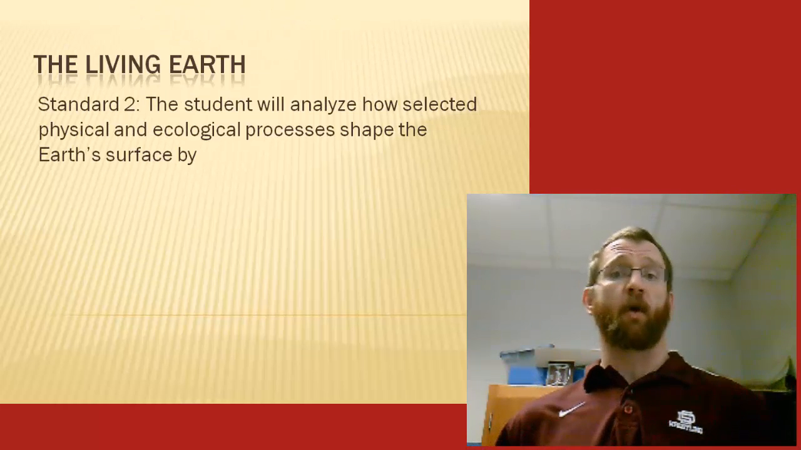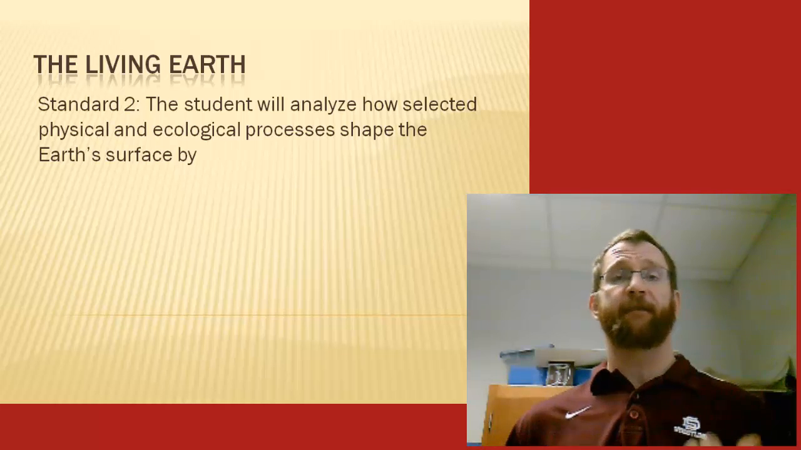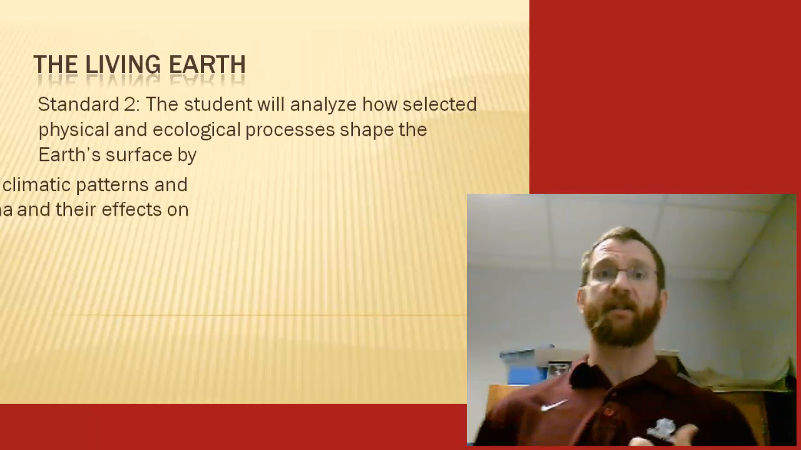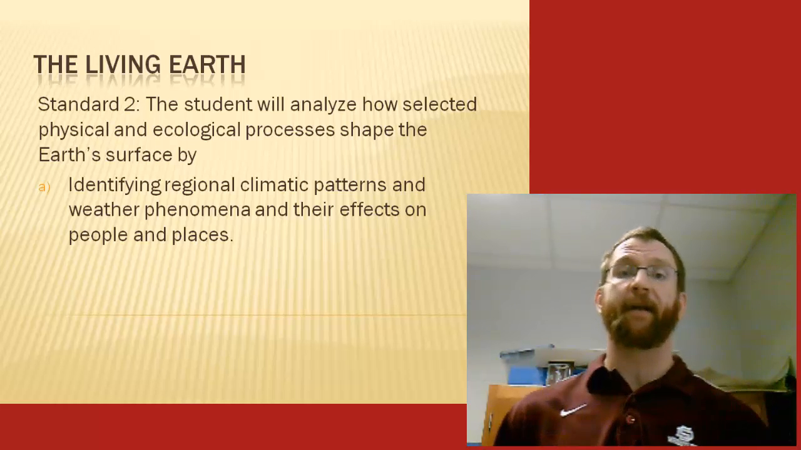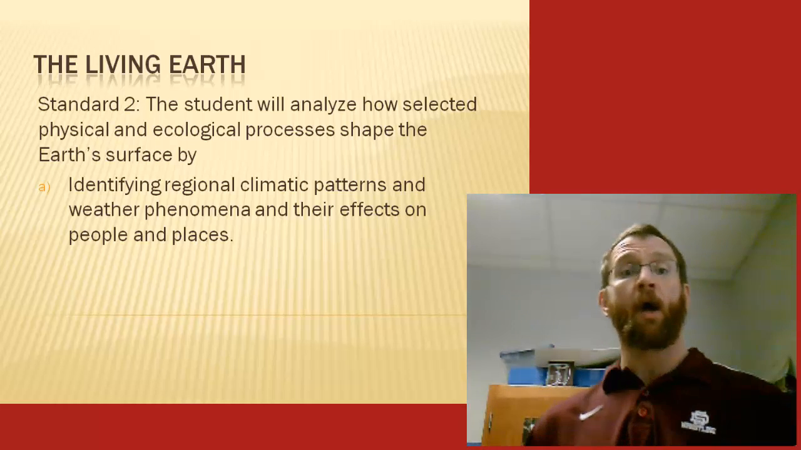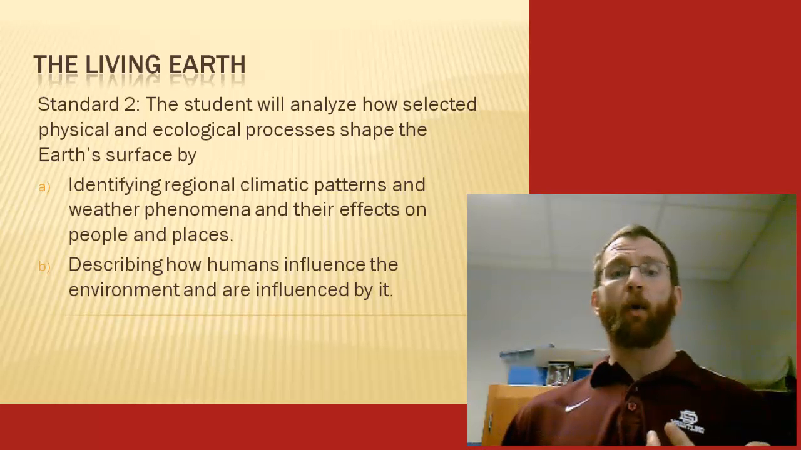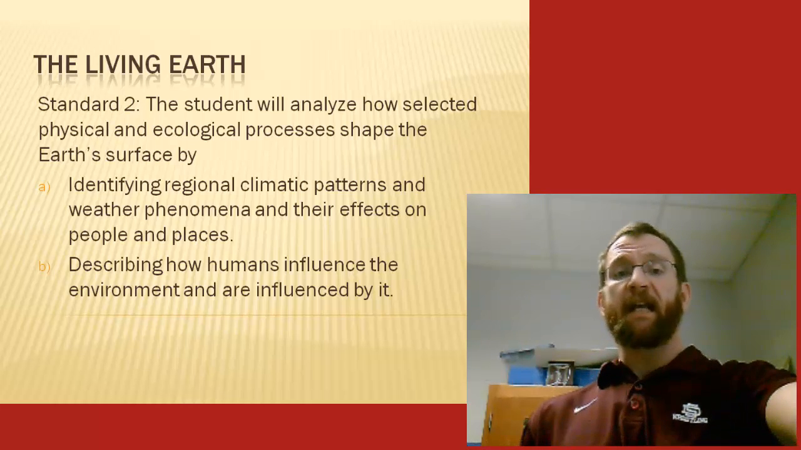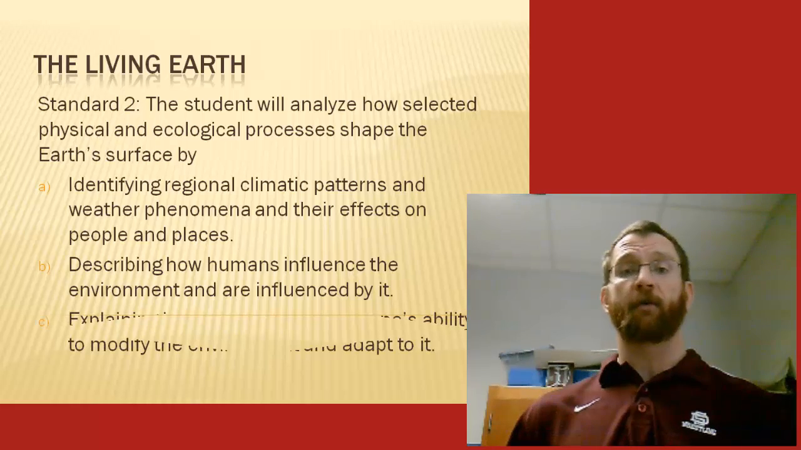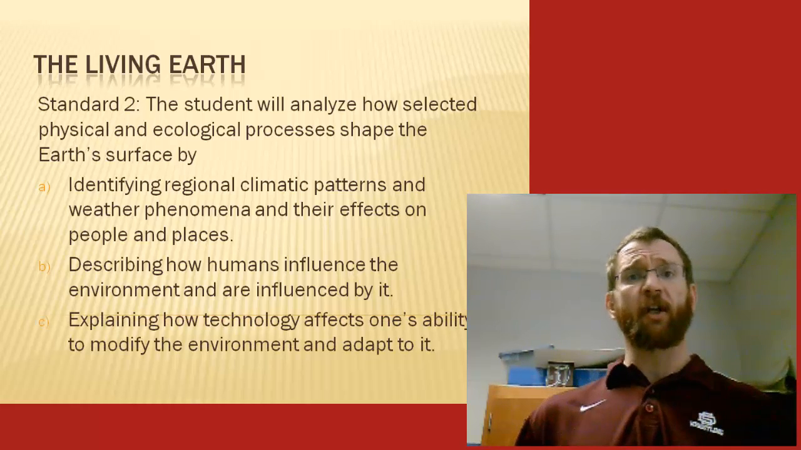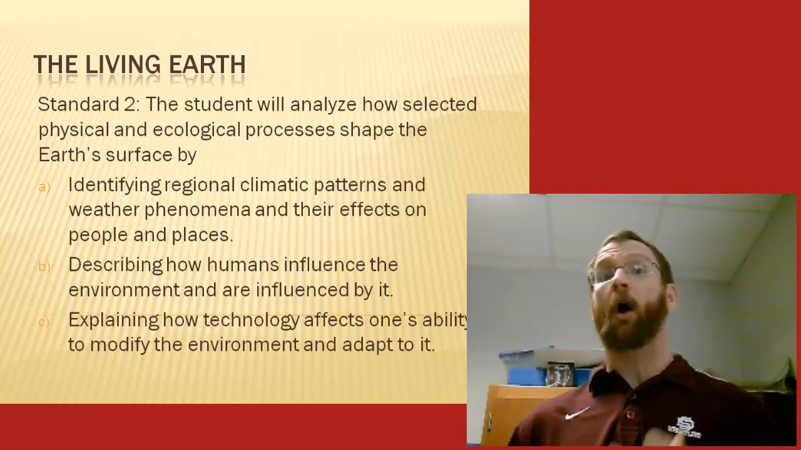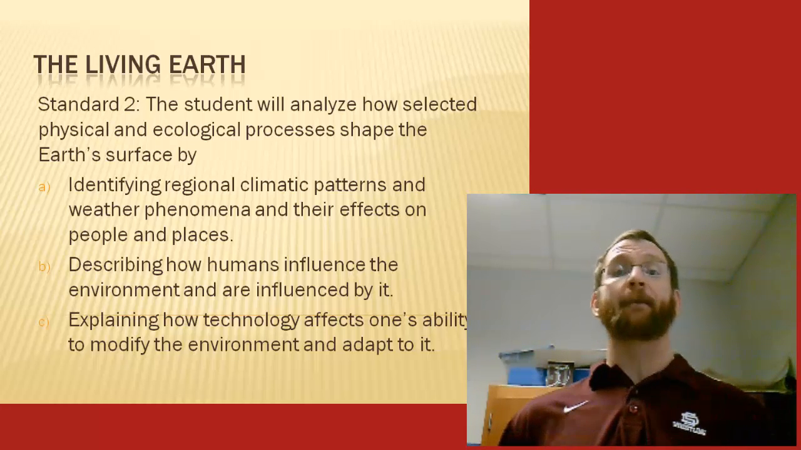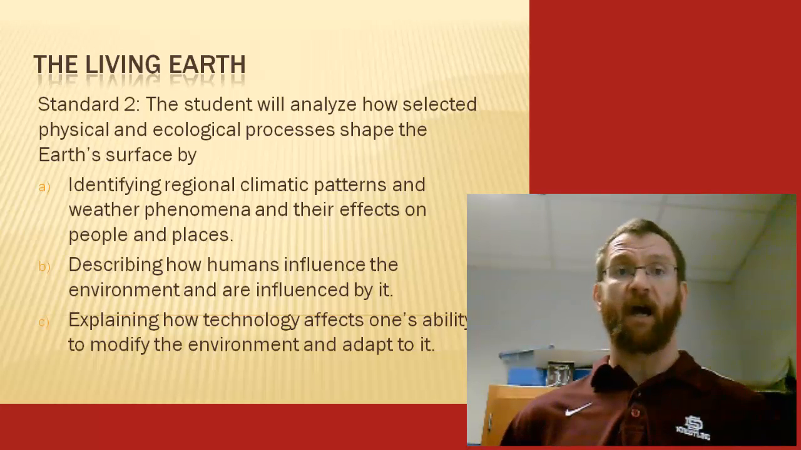So in looking at this, you can see there, we're going to look at the physical and ecological processes that change the Earth's surface. We're going to look at climate patterns and weather phenomena and how they affect us as humans and how we adapt to that. We're also going to describe how humans influence our environment and how we are influenced by that. And we're also going to look at technology and how new technologies allow us to change our Earth and allow us to adapt to our environment and live in different environments.